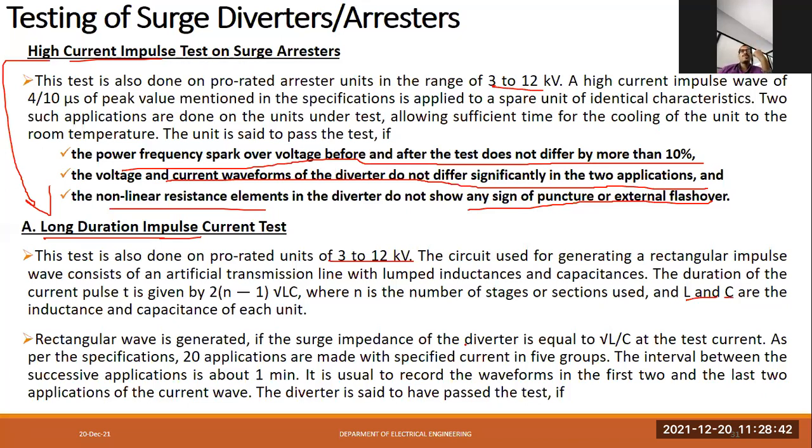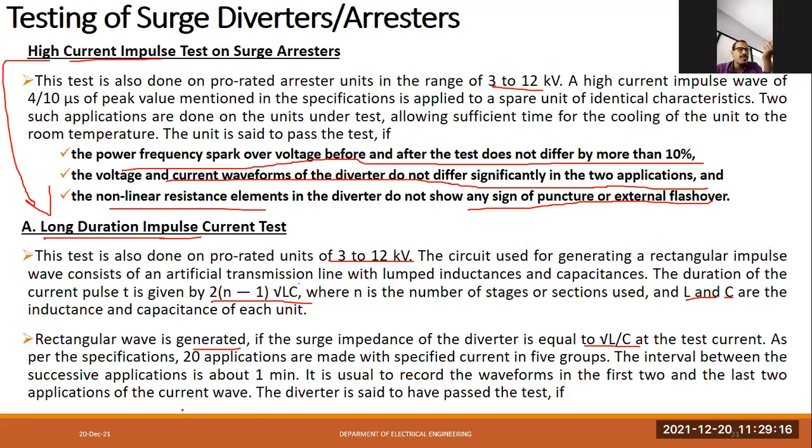The duration of the current pulse we are considering is given by 2 into (n minus 1) under root LC, where n is the number of stages or sections that have been used, and L and C are the inductance and capacitance of the transmission line. When the rectangular wave is generated, the surge impedance of the diverter is equal to under root L by C when we provide the test current.